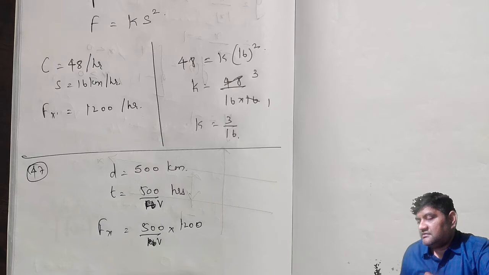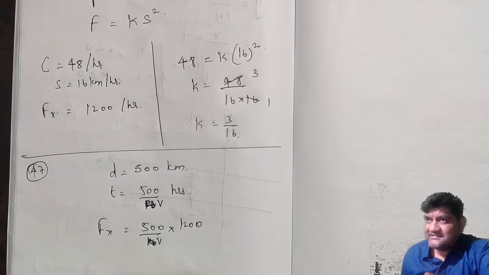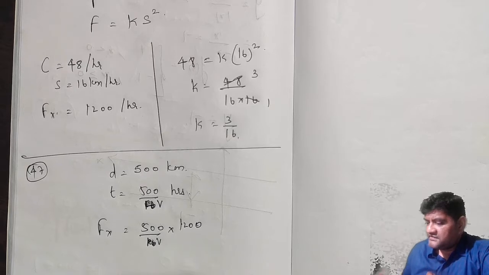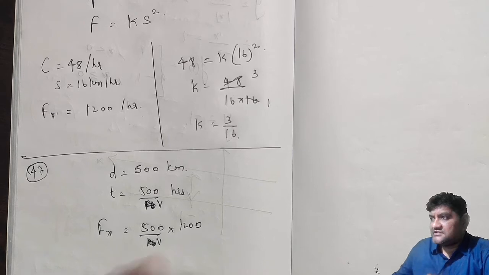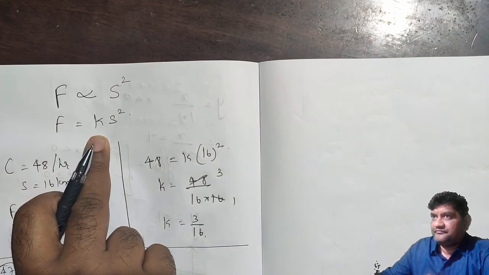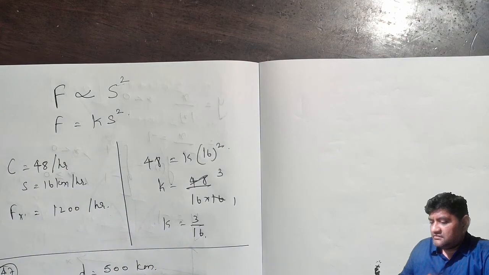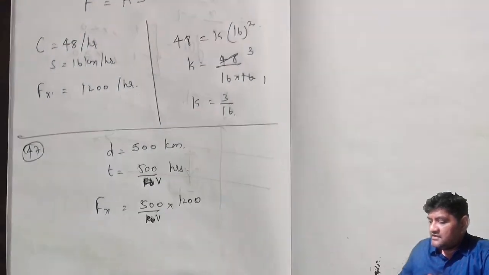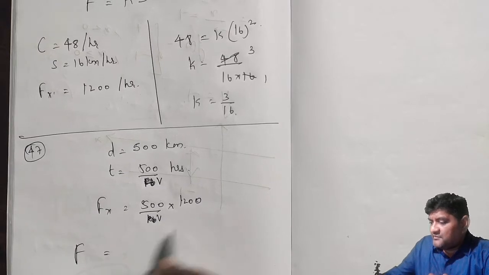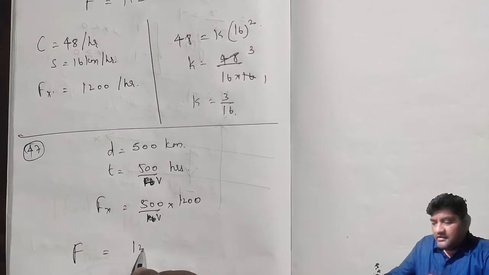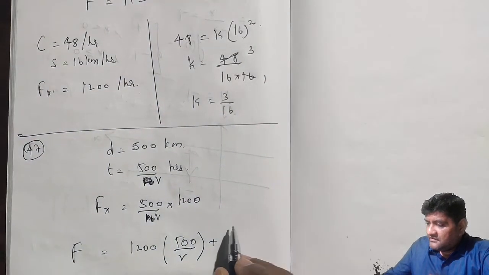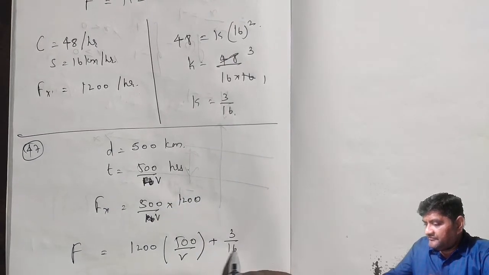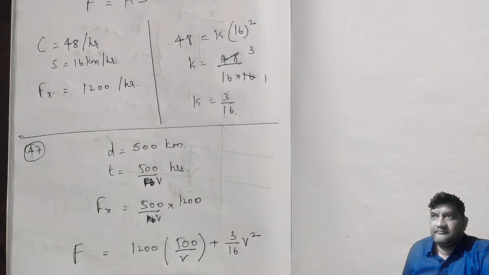See, what's the total cost like? The total cost is fixed charge plus the running cost, no? This is the fixed charge. Now what's the running cost? The running cost is given by this function here, where the speed is v. He has mentioned that the speed is going to be v. And therefore the total cost, which is f, is going to be the fixed cost, which is 500 by v into 1200, plus the running cost, which is how much? 3 by 16 v square. That's the running cost.